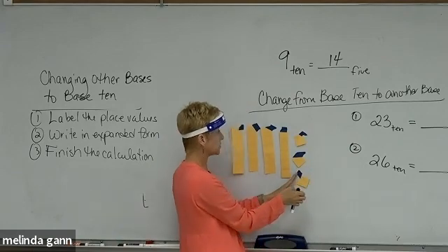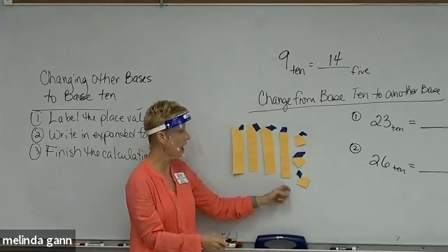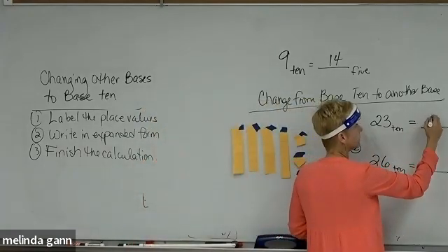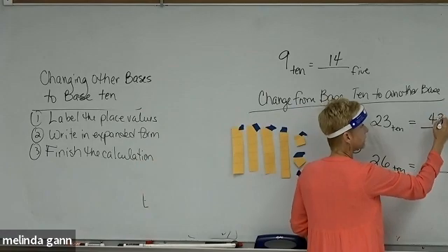So how am I going to write 23? I'm going to write 4 rods and 3 ones. So I'm going to put it as 4, 3 in base 5.